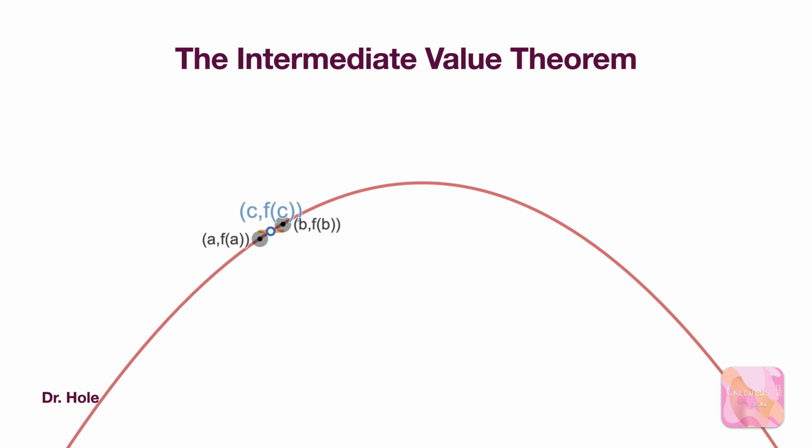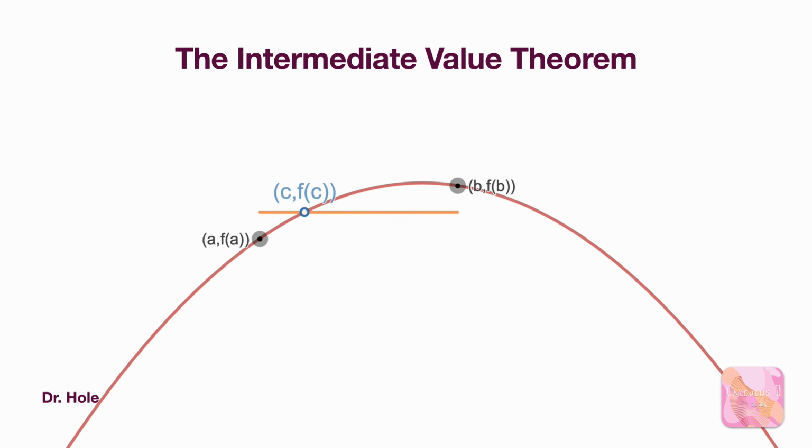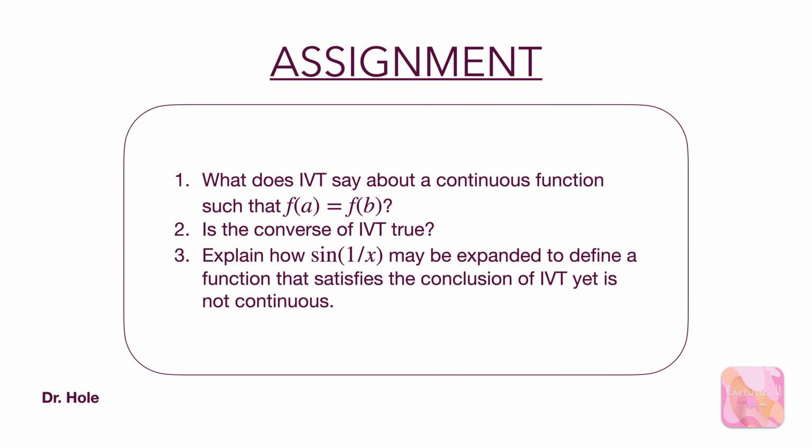Now let's watch what happens as the black dot to the right changes. Okay, the blue dot jumped from the left portion of the parabola to the right portion of the parabola. And that occurred when the height went from being above f of a to the height being below f of a. Okay. So that's the intermediate value theorem.